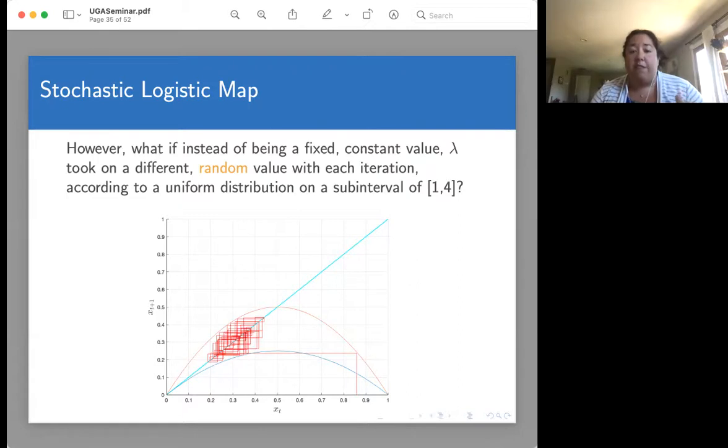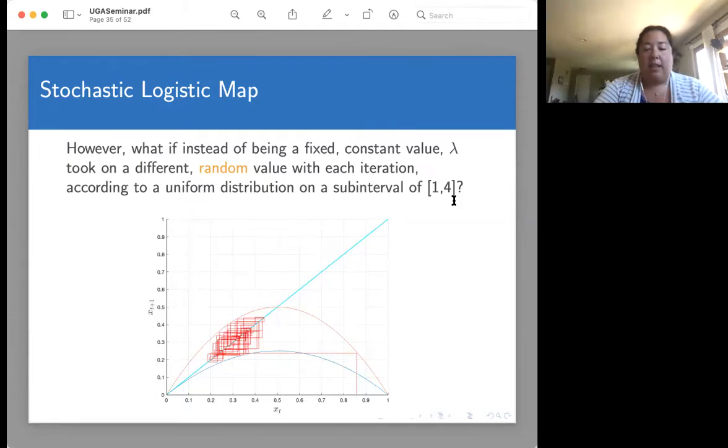Instead of looking at the logistic map with a fixed constant value of lambda, what if with each successive iteration, lambda took on a new value each time according to some kind of probability distribution? Here I say, and I should probably change that, according to a uniform distribution on a subinterval of 1 to 4, but there's no reason it would necessarily have to be uniform. You just want some probability distribution of lambda on some subinterval of 1 to 4. And ideally, for the properties that I've been studying, you would want that PDF, that probability density function, to be absolutely continuous.